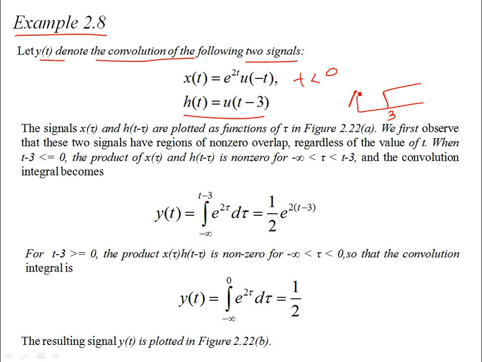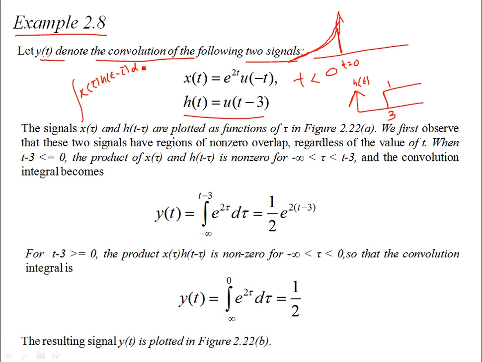This is my ht. This is 1. And for my xt, it's like this. It's going to decay on the left hand side. This is t equal to 0. But since we have to consider the convolution integral, this is given as x tau ht minus tau. So again, we have to consider the flipped and time shifted version of your impulse response ht.